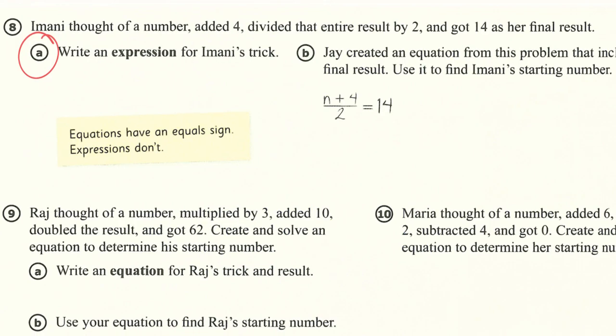In 8a, Imani thought of a number, we'll call that n. She added 4, and she divided that entire result by 2. Here they just want the expression, so no equal sign with it. Over here in b, it was added that the whole thing was going to equal 14 because that was her final result. So now it's an equation, and we could solve it.